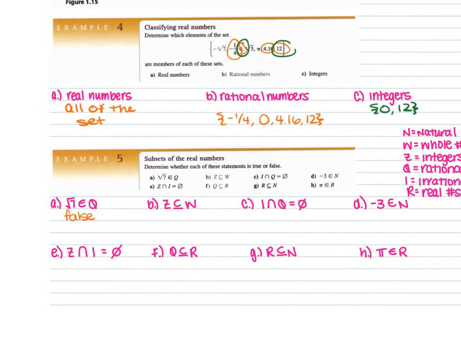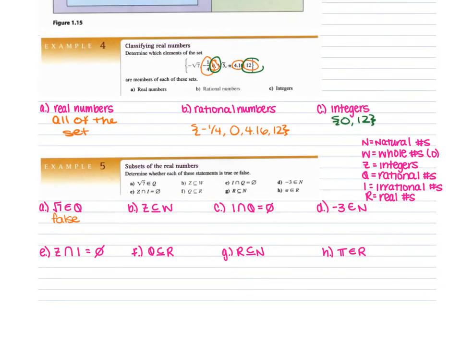For B, it says Z, which is an integer, is a subset of the whole numbers. It should be the other way around. Whole numbers are also integers. So this one is false.